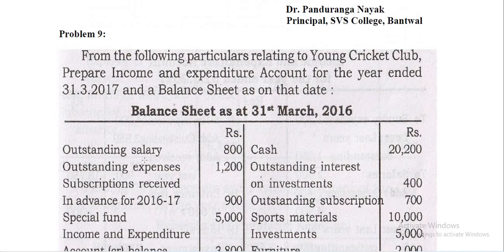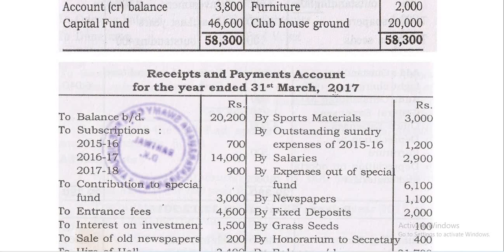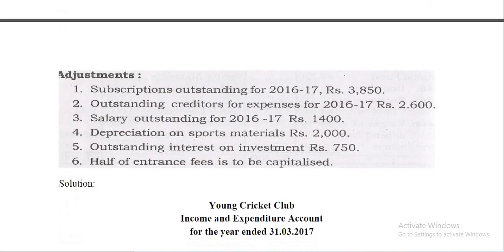In the problem, they have given you the opening balance sheet, that is on 31st March 2016, as good as 1st April 2017, and the receipts and payments account for the year ending March 2017, that means the financial year 16-17. Certain adjustments are also given along with the receipts and payments account. So with the help of this, you have to prepare the income and expenditure account as well as the closing balance sheet.